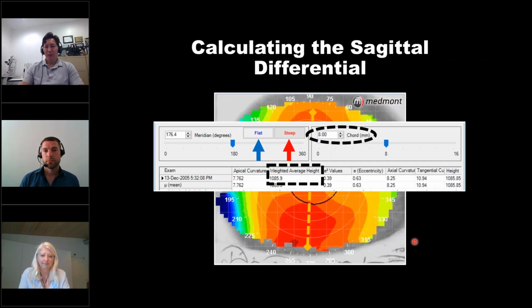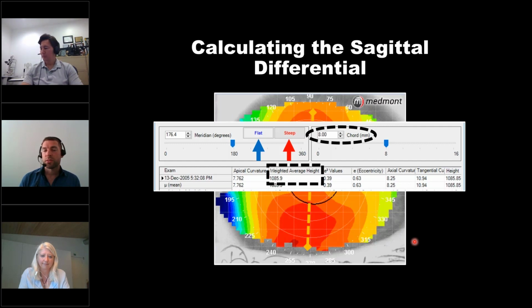So this window, Nikki, take us through. So this is the window you see when you use the details function. So there you have quick buttons to use the flat and the steep meridian.